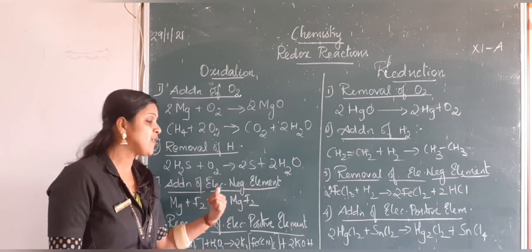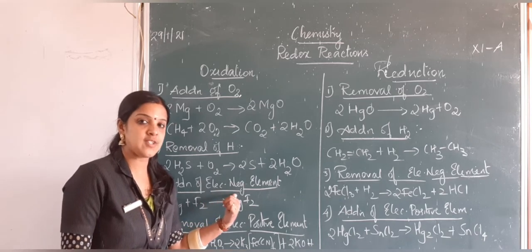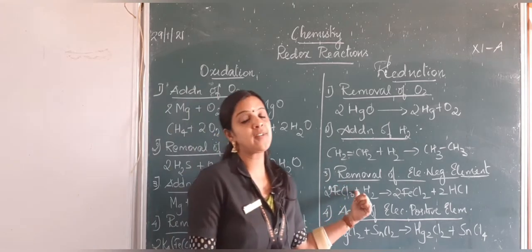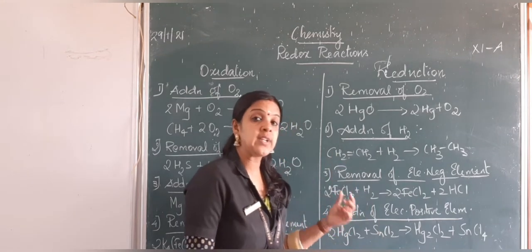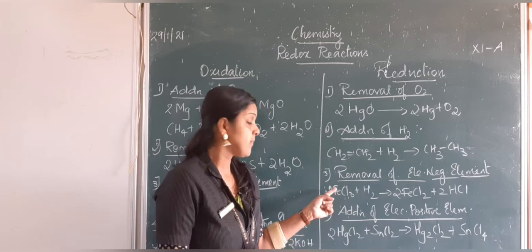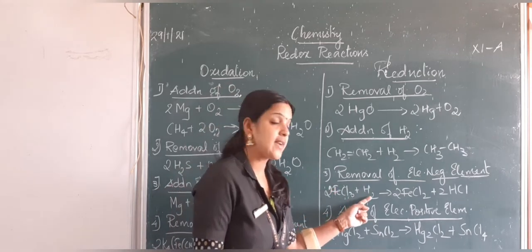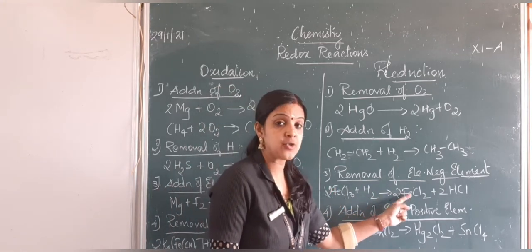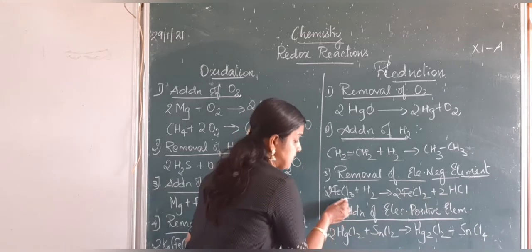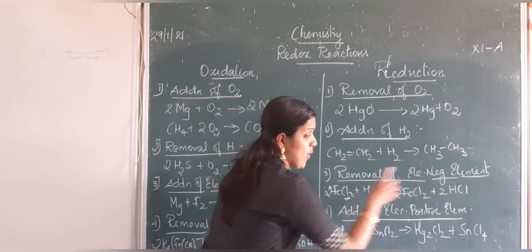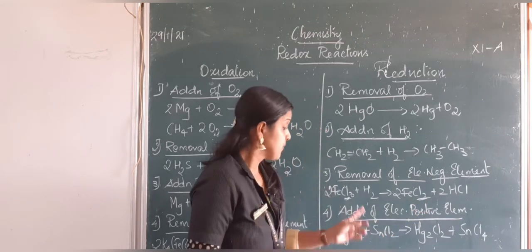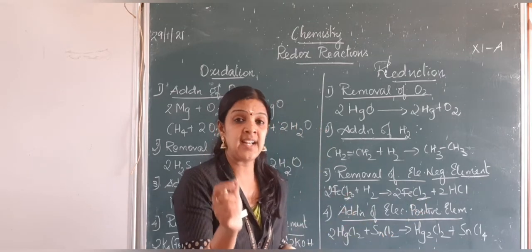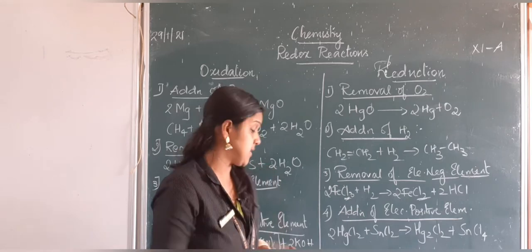So when addition of an electronegative element is oxidation, removal of an electronegative element will be reduction. If you can closely see this reaction, FeCl3 plus hydrogen gives FeCl2 plus HCl. There are 3 chlorine atoms, out of which one is removed. So you have only 2 chlorine atoms in the product. So this is removal of an electronegative element.